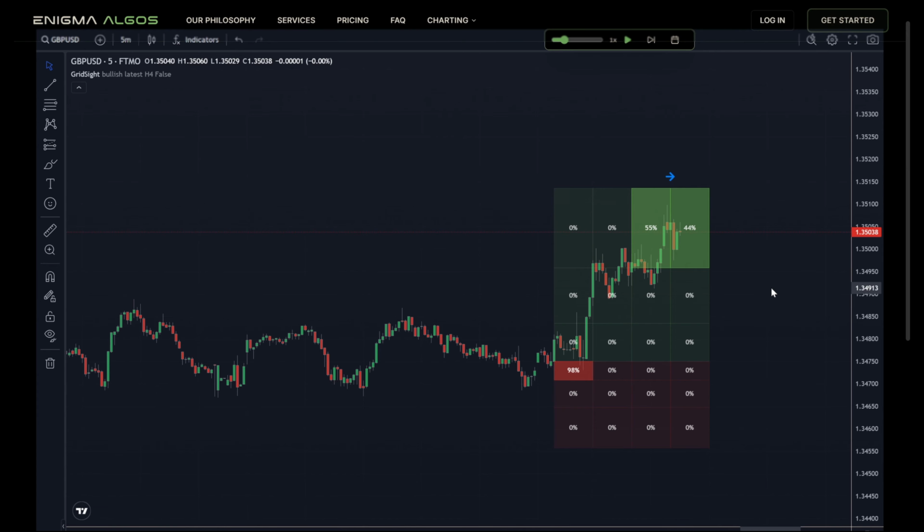So there you have it. This is a simple technique to use GridSight without a bias and have a near 70% probability that you are trading in the right direction, along with probabilities to guide your stop loss and take profit placement, which makes trading much easier.